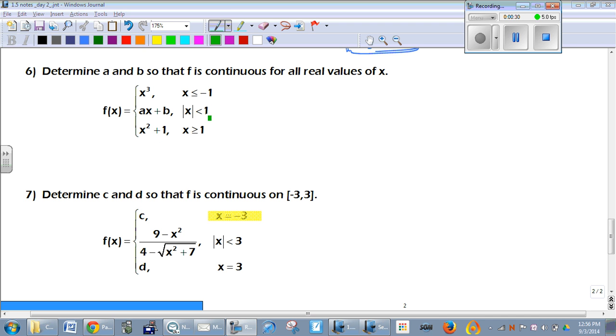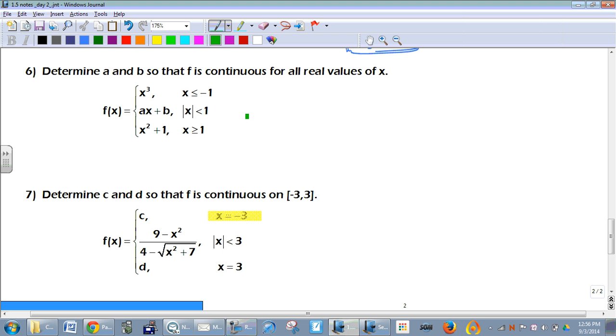Real quick before we look at that, in the middle here we have absolute value of x is less than 1. Well, that can be written as x is less than 1 and greater than negative 1. Right, the absolute value, we have positive or negative with the inequality here. And with the less than, x has to be greater than negative 1 and less than positive 1.